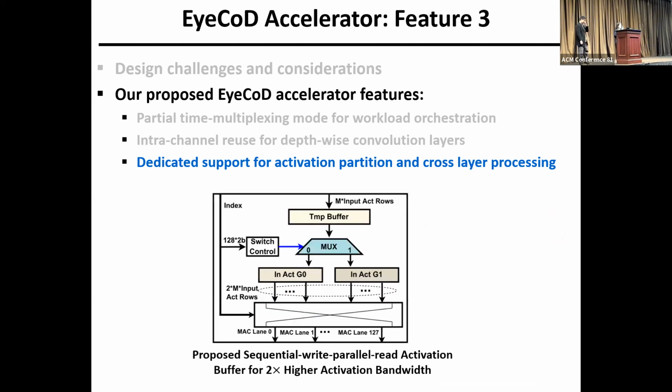On top of the memory storage, we further insert a sequential-write parallel-read buffer between the memory and the MACs to provide 2 times higher activation bandwidth for the accelerator. Okay, then Haoran will introduce the measurement results.